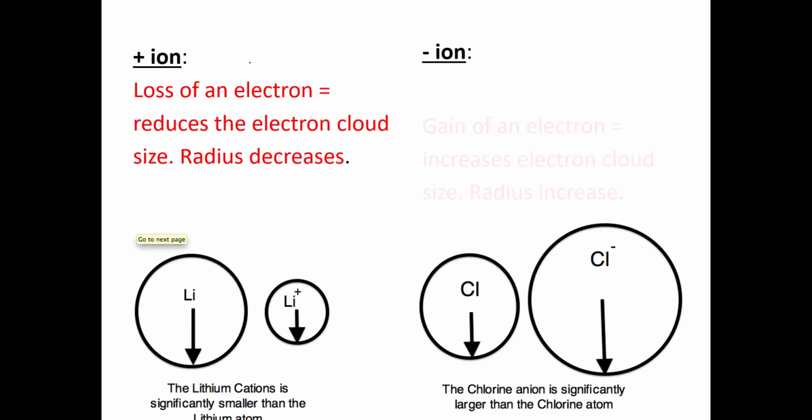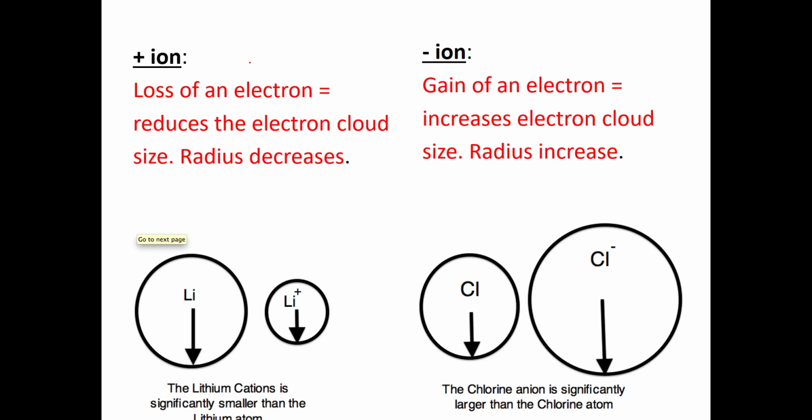So when we talk about ions, we have two types of ions. We have positive ions, which we call cations. We have negative ions, called anions. Cations lose an electron, which means that they reduce the electron cloud. Think of lithium. Lithium has a 2-1 configuration. It gets rid of the outermost electron. It lost the whole principal energy level, so its radius got smaller.